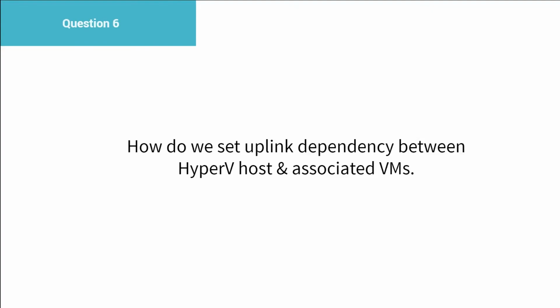This is another of the most frequently asked questions. How do we set up uplink dependency between the Hyper-V host and associated VMs? As of now, the dependency cannot be set automatically between the host and the VMs. If you want to set the dependency, we have to manually add the Hyper-V host as a dependent device for all the VMs, so that if the host is down, the VMs will not be monitored and will not generate any alarms. We are working on this feature, and it should be available in the near future.